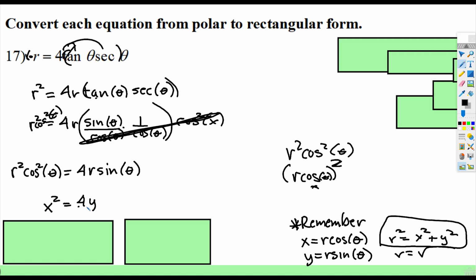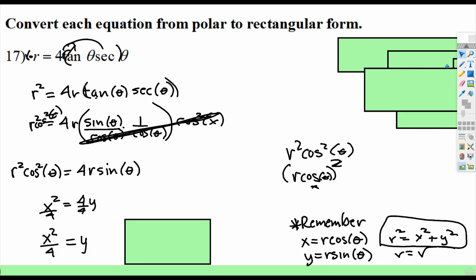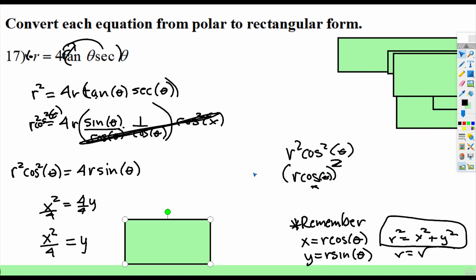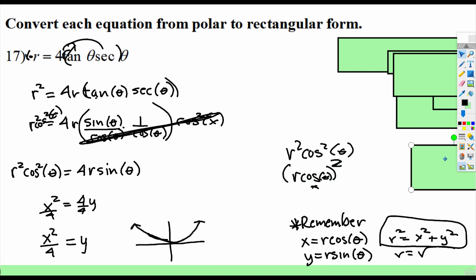Well, we want to get y by itself, so we're going to divide both sides by 4. y is equal to x squared over 4, and that will be an upward facing parabola. All right, that's it for this one.